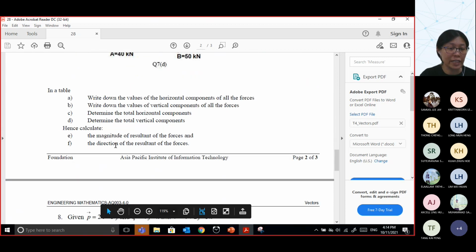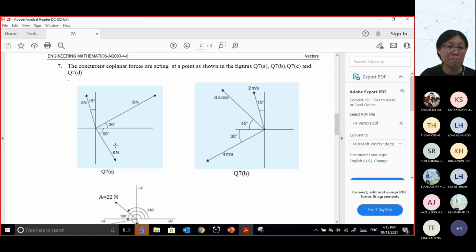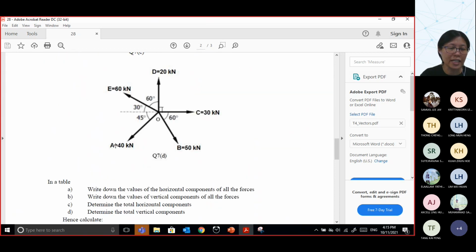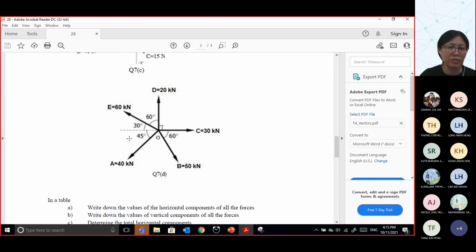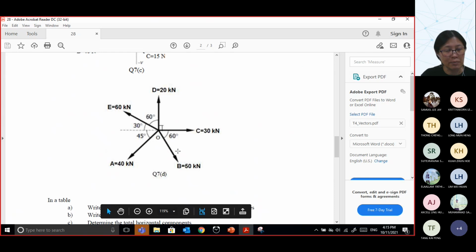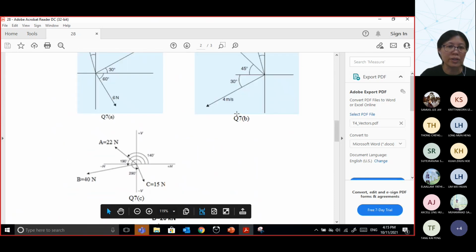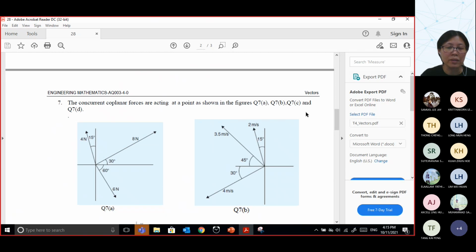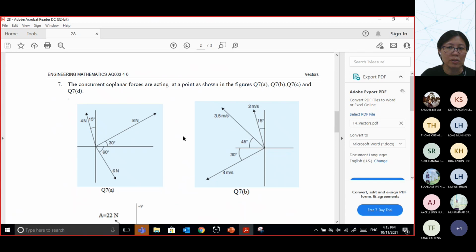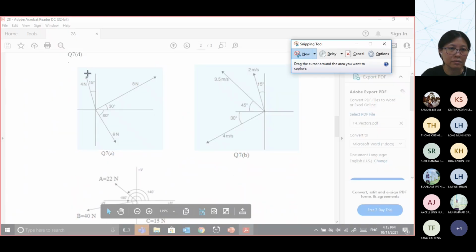So this question 7 have quite a lot of calculation, so maybe we just pick one of the questions first. Basically they are the same, they just deal with different forces. And of course, the last one, there are 5 forces. Let's see what we need to do. The concurrent coplanar forces are acting at the point, as given in the diagram. So let's say I start with 7A.